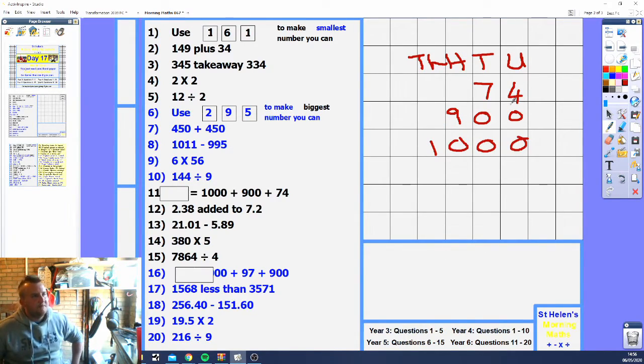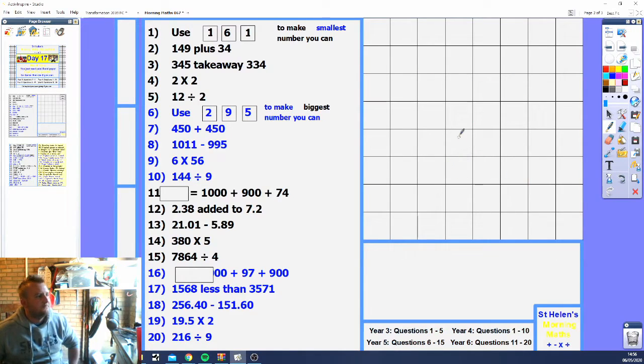Look how easy this can be. You just add them together. 4, 7, 9, 1. Perfect. Look at that. 1,974. Isn't that fantastic? That might be a date, 1974. So what happened in 1974?